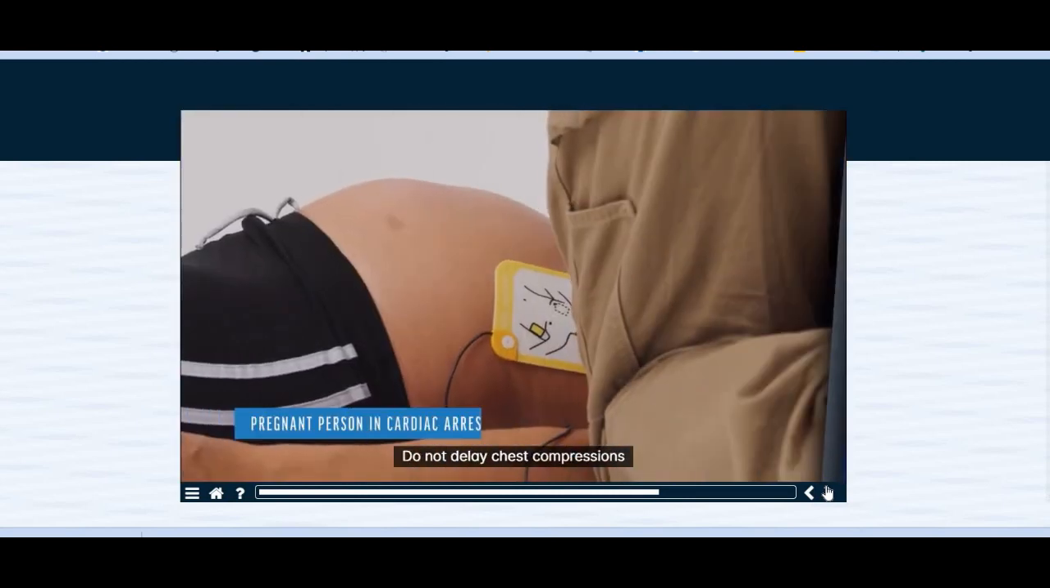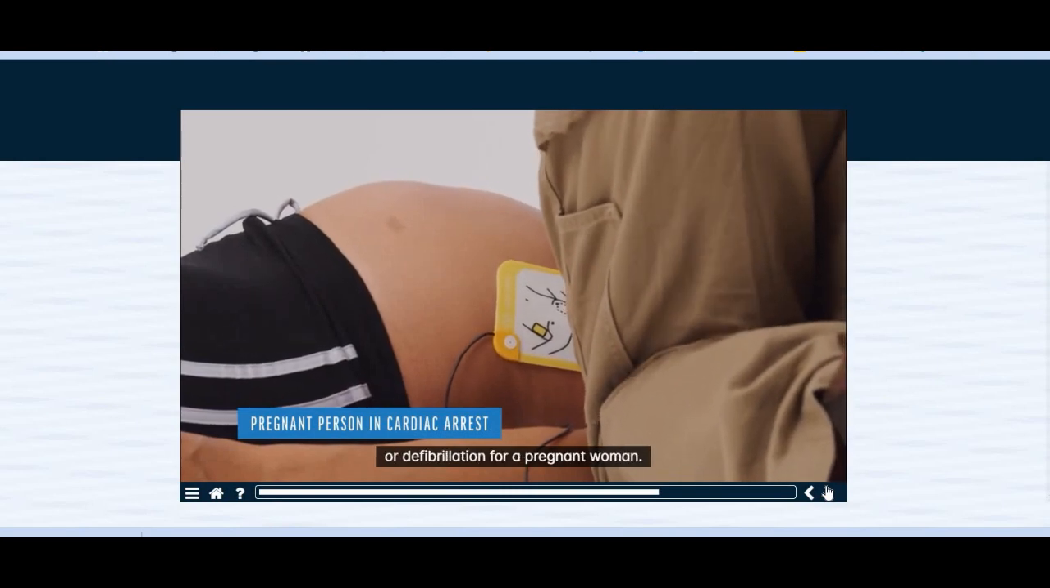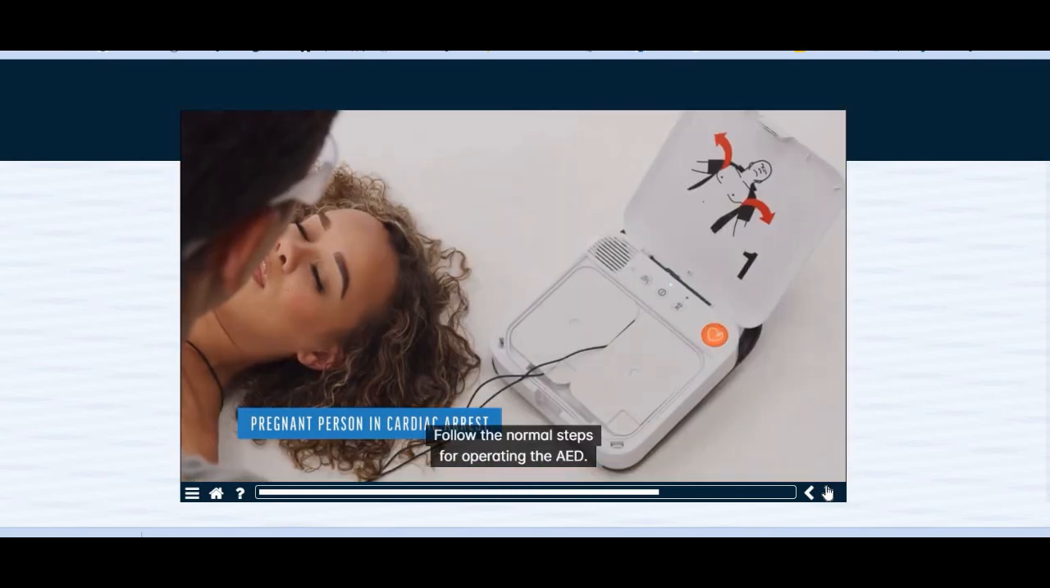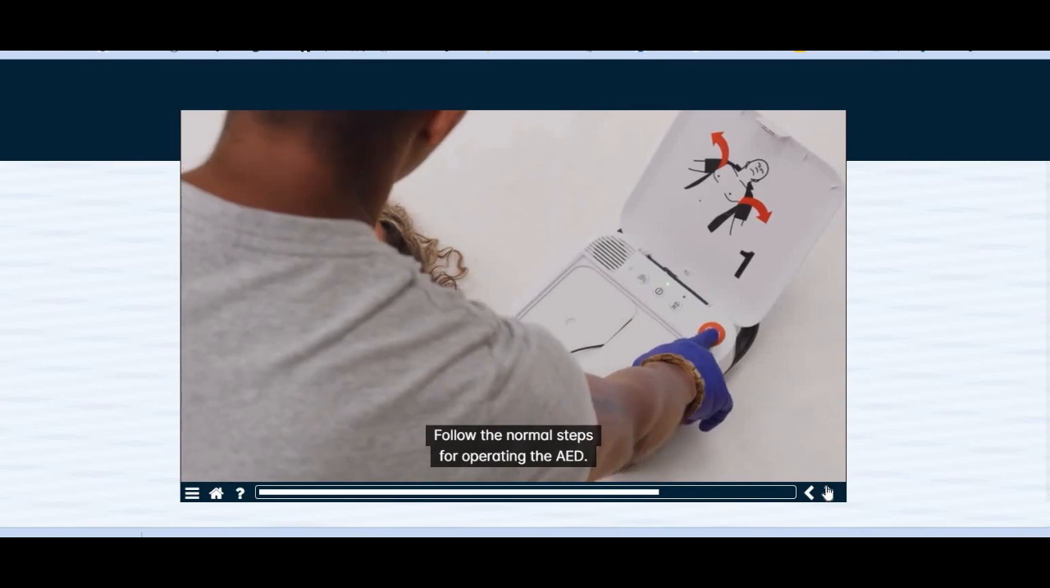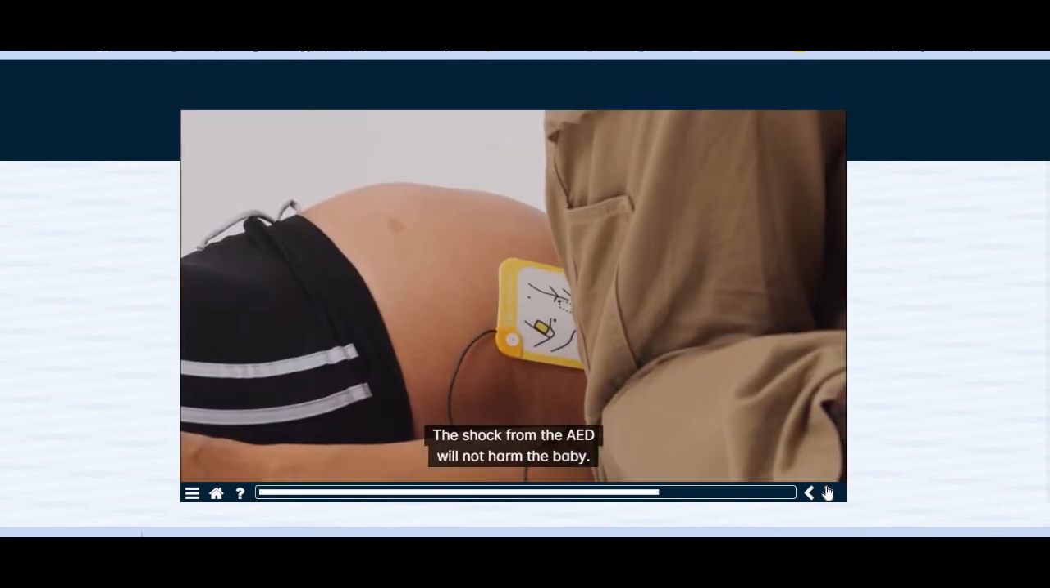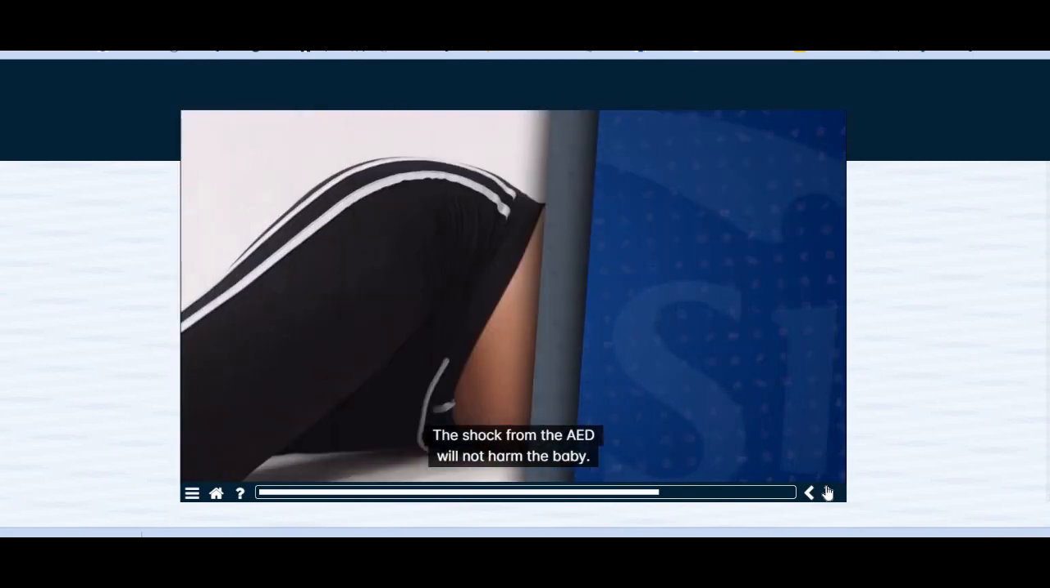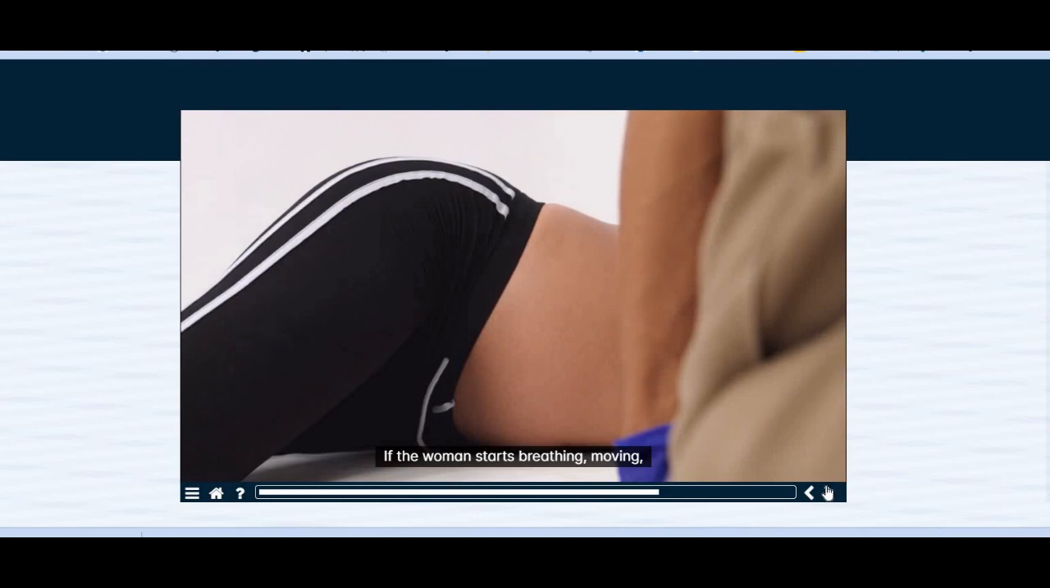Do not delay chest compressions or defibrillation for a pregnant woman. Follow the normal steps for operating the AED. The shock from the AED will not harm the baby. If the woman starts breathing, moving, or reacting in other ways, place her on her left side to improve blood flow.